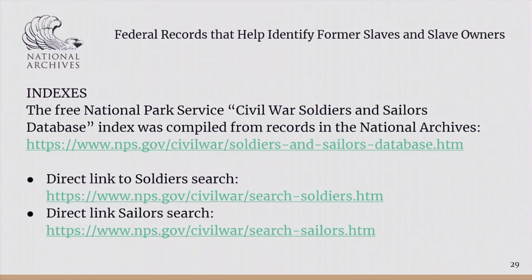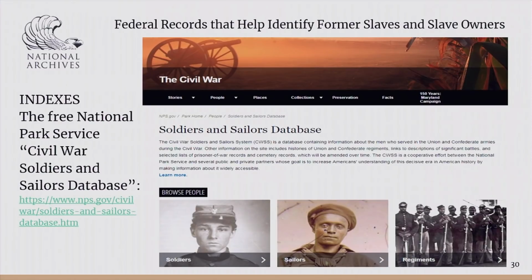So the thing that will help you, which is free and online, is the National Park Service Civil War Soldiers and Sailors Database, which was compiled from records in our custody. And I'll give you the links there. This is what it looks like, their nice splash page. And in addition to providing an index to information about what military units soldiers and sailors served in, they also provide information about what battles the various regiments fought in, and the historic sites at which they fought. So there's a lot of information on the site.